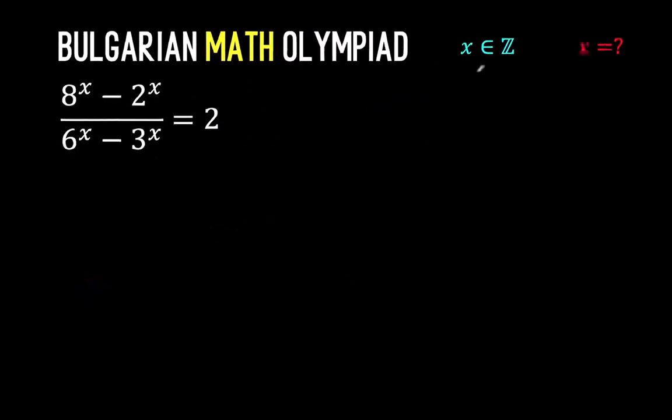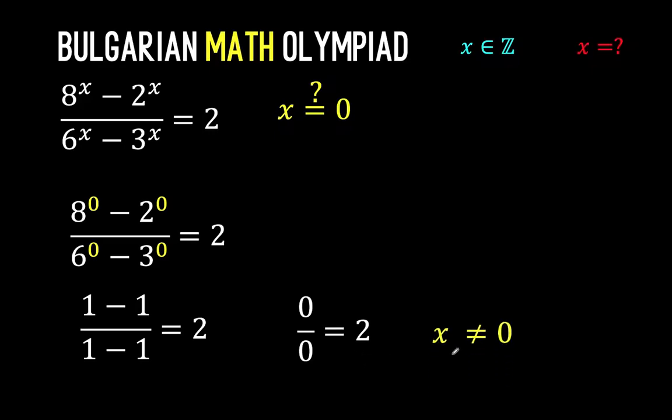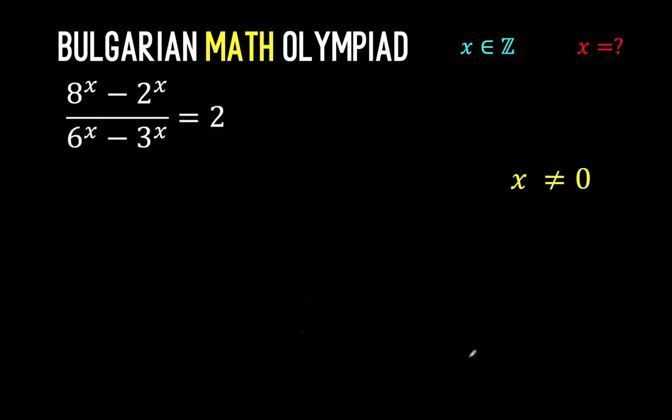Since we are after an integer solution for this problem, and since we have here a division operation, let's check first if there is division by 0 that will happen here. So let x be equal to 0 and check what happens to this equation. If x is 0, we have (8^0 - 2^0) / (6^0 - 3^0), and that gives us (1 - 1) / (1 - 1) = 2. That resulted to an indeterminate form 0/0 = 2, which is not correct. So here, we know that x is not equal to 0.